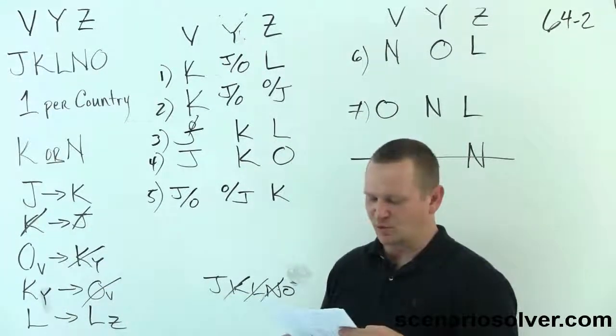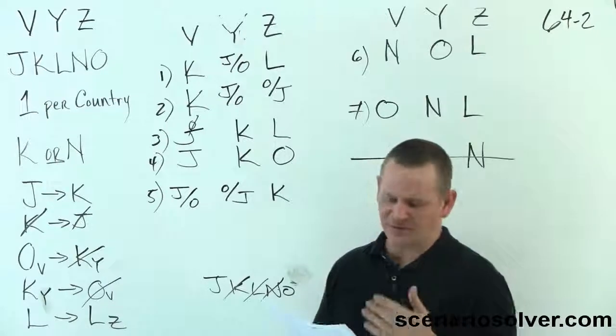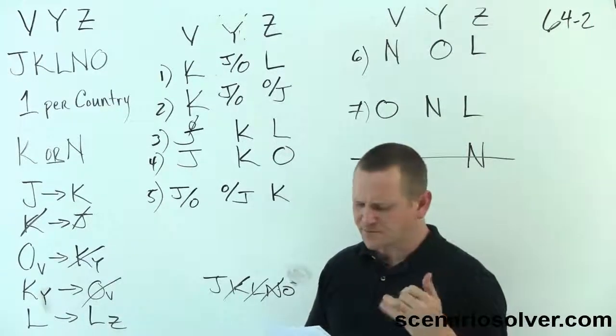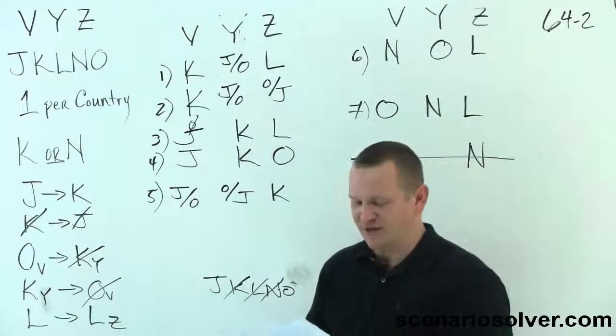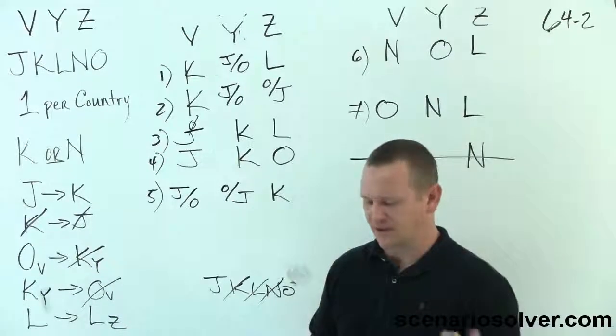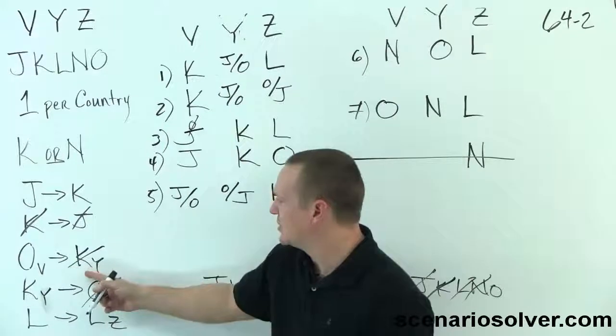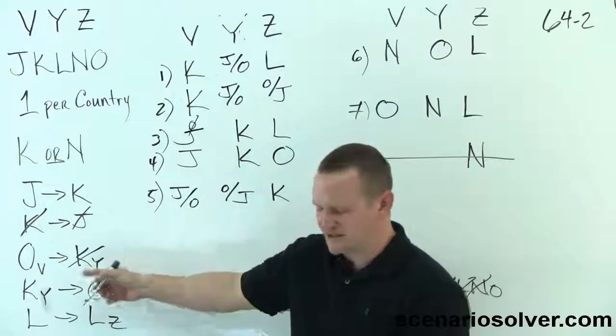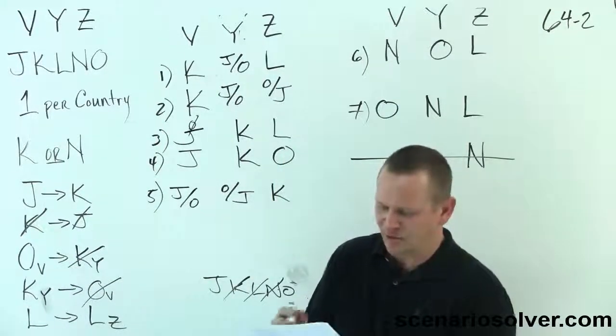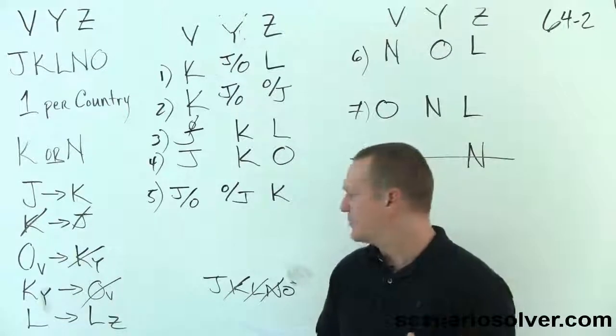And if you look at Rule 3, if you look at E, O occurs in V, okay, and K does not. K does occur in Y, so that breaks this. So E is out, and we're only looking now at B and C.